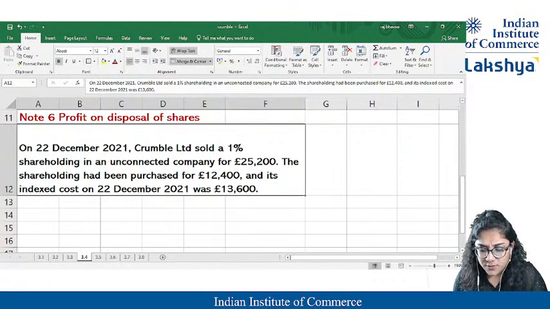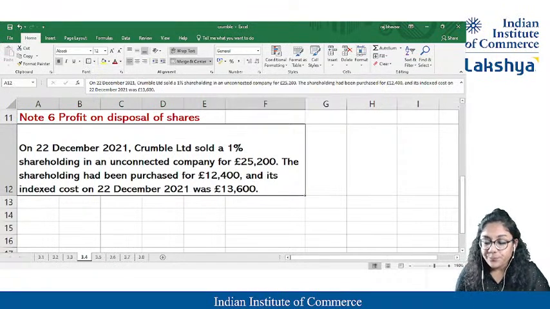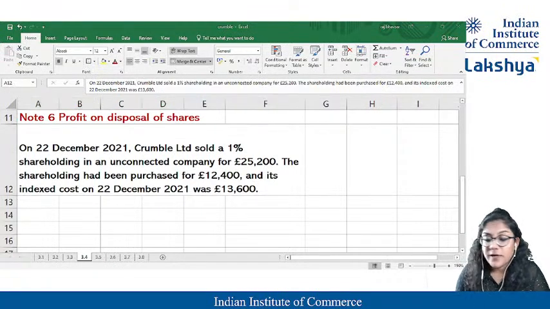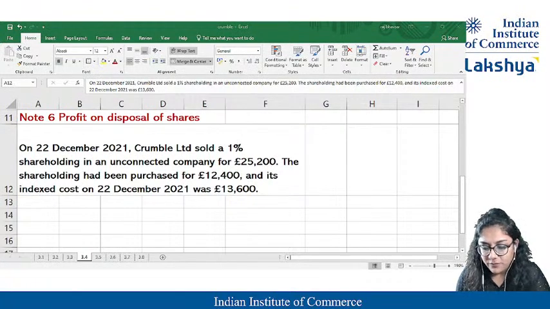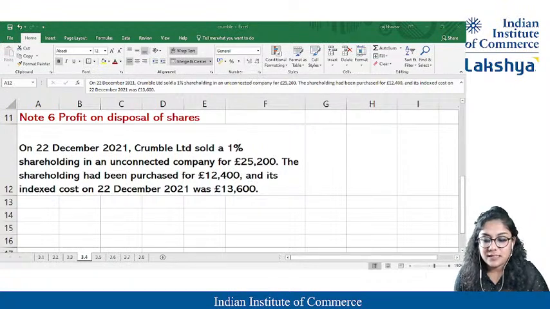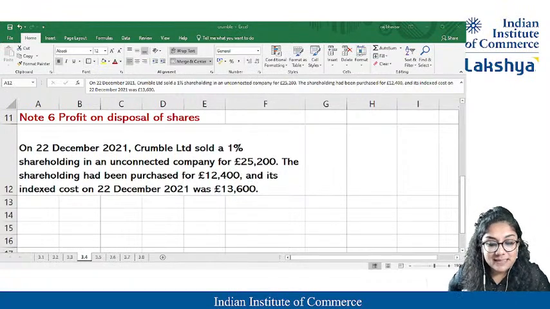Guys, what is index cost? We know one thing very clearly. Students, for an individual, do we get indexation? Tell me now, for individuals, can I get indexation? Yes or no? Do I get indexation?